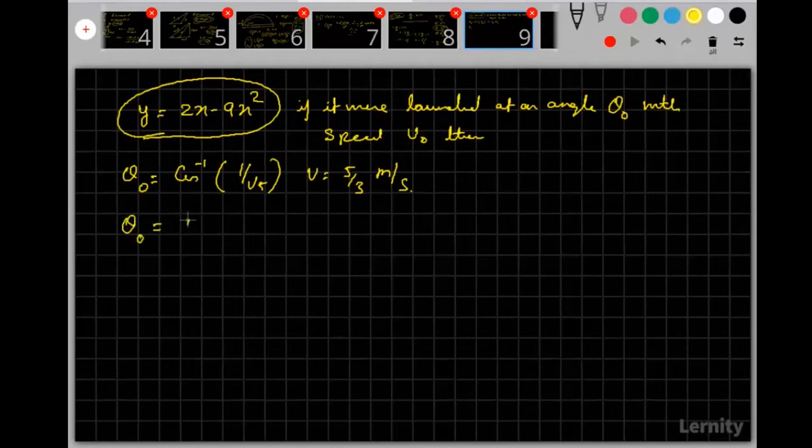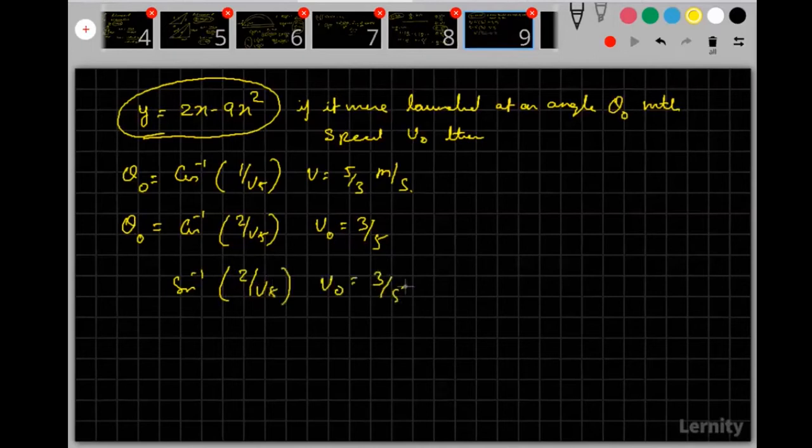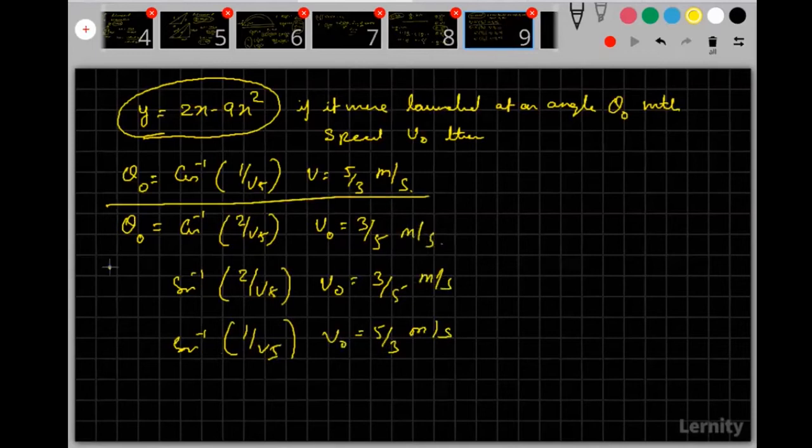The options: theta 0 is equal to cos inverse of 2 by root 5, v0 is equal to 3 by 5. Sine inverse of 2 by root 5, v0 is equal to 3 by 5. Sine inverse of 1 by root 5, v0 is equal to 5 by 3. So they have given you these values.